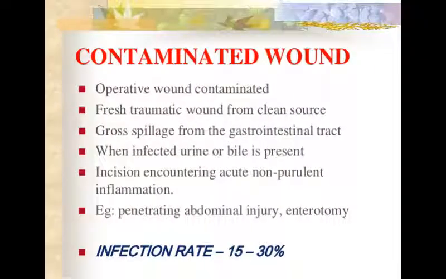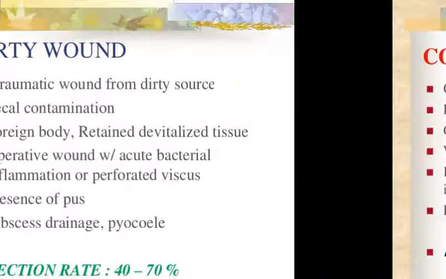Contaminated wound: its infection rate is 15 to 30%. An operative wound contaminated, fresh traumatic wounds from a clean source, gross spillage from the gastrointestinal tract, when infected urine or bile is present, incision encountering acute non-purulent inflammation. Its examples are penetrating abdominal injury, enterectomy, etc.